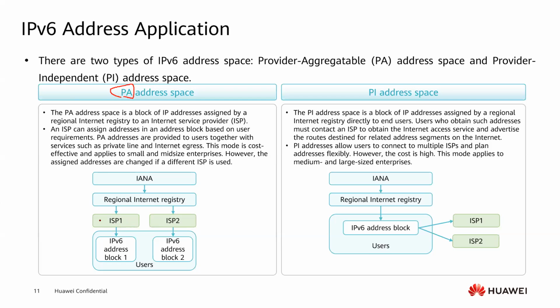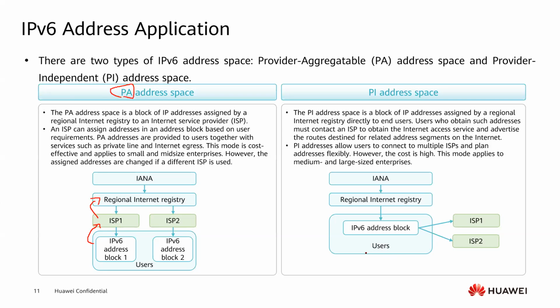That means the ISP can apply for a part of the IPv6 address from the regional internet registry, and for the enterprise or for the users, you can apply for the IPv6 address from the ISP, just like IPv4, and then you can assign this IPv6 address to your own network and do the configuration.